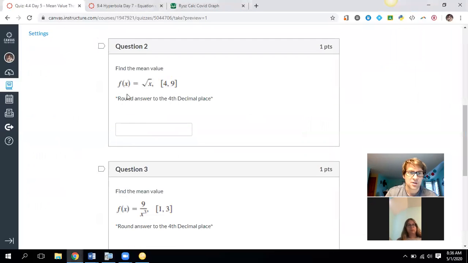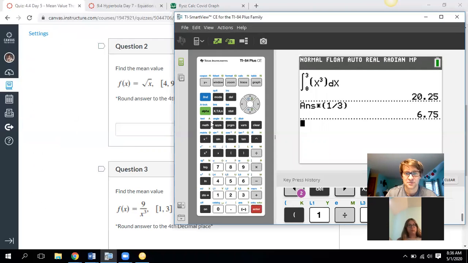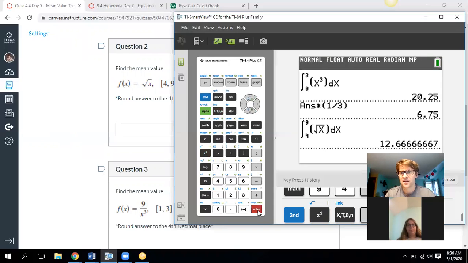All right, so we'll start with the next one here. Find the average value or the mean value of this function, radical x from 4 to 9. Well, the first thing we need to do is find the total value of that function from 4 to 9. So the easy way to do this, press math 9. Lower limit is 4, the upper limit is 9, and we have radical x as our equation, dx. So the total value from there is 12.6 repeating.